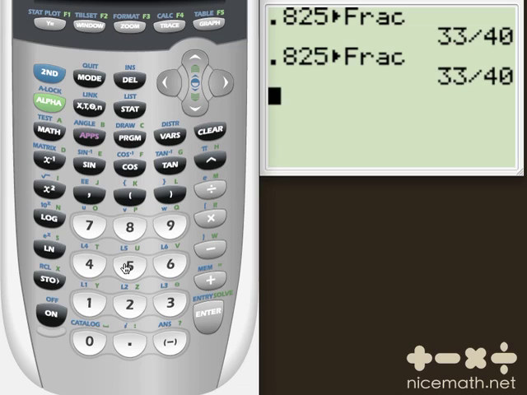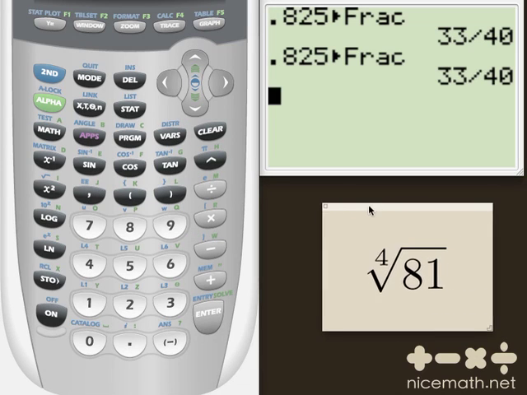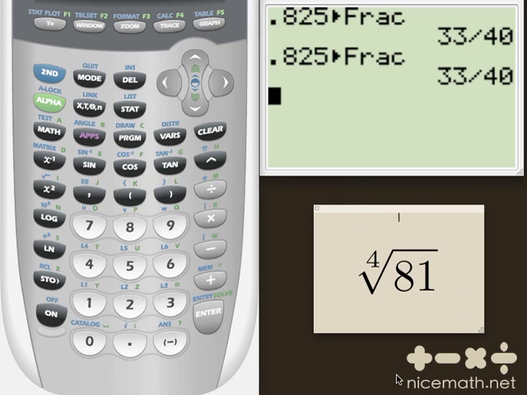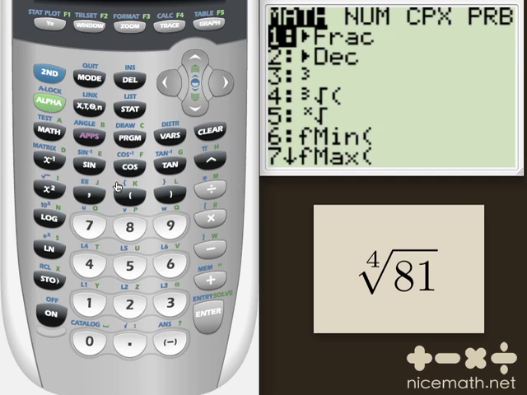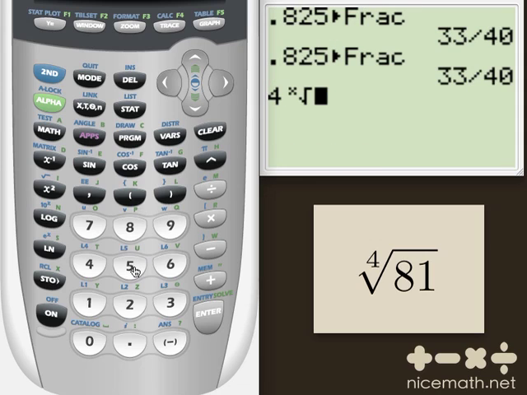Let's do one more here. Let's say we want to do something like this, the fourth root of 81. So first we do the 4, just do 1 4. The fourth root of 81. So we want to choose number 5. We're taking the fourth root. We already had the 4 there, so I choose 5, then 81, and that gives us 3. So that's one way to do it there.